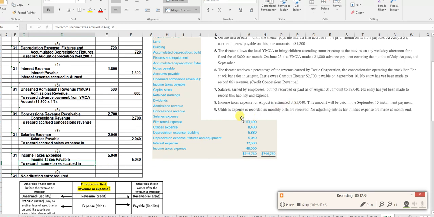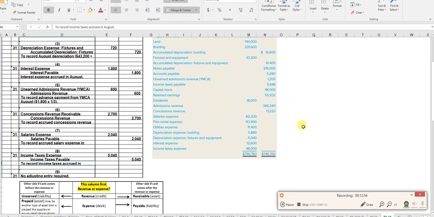So record this. Utilities expense is recorded as monthly bills are received. No adjusting entries for utilities are made at month end. So that's really worded strangely. We generally debit utilities expense and credit utilities payable, but it just says that I don't do that, so I'm not going to make my adjusting entry. Okay, so those are done.